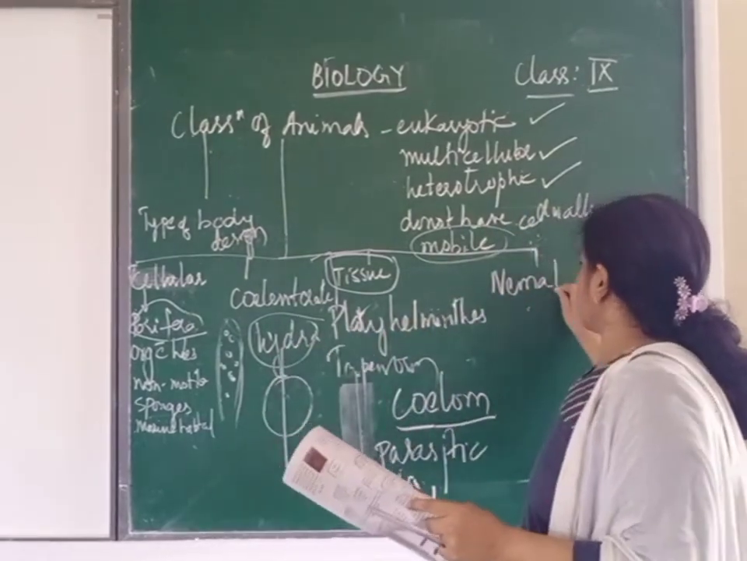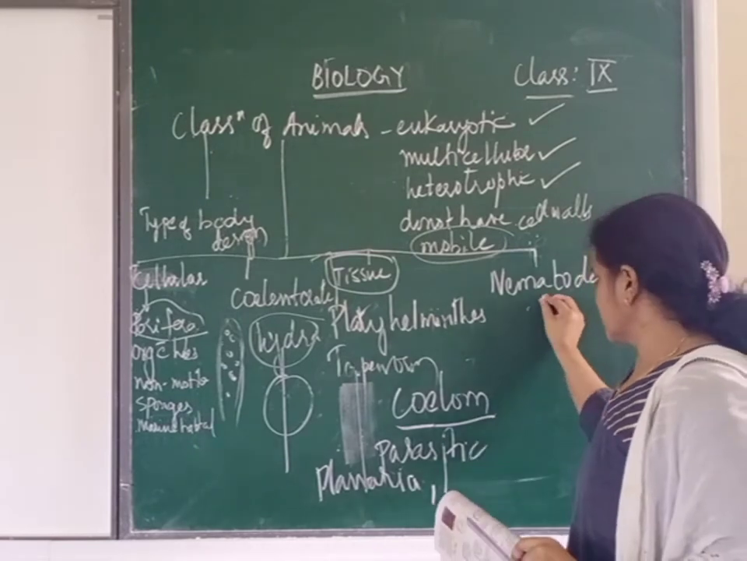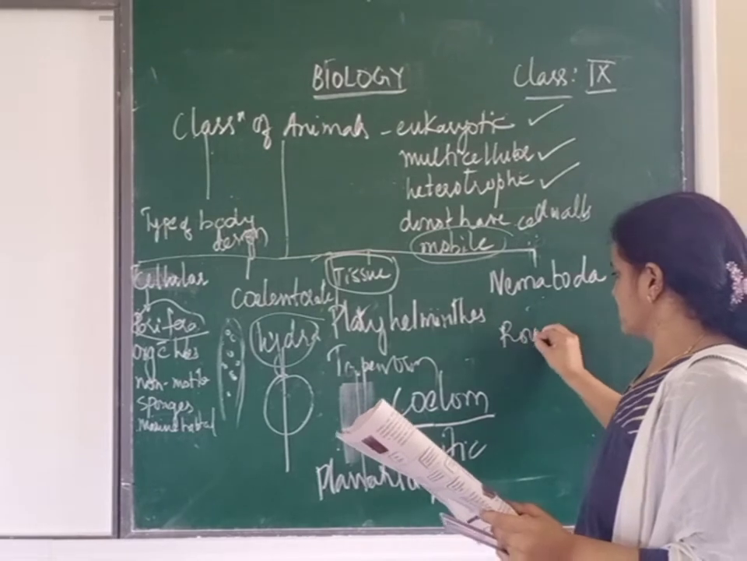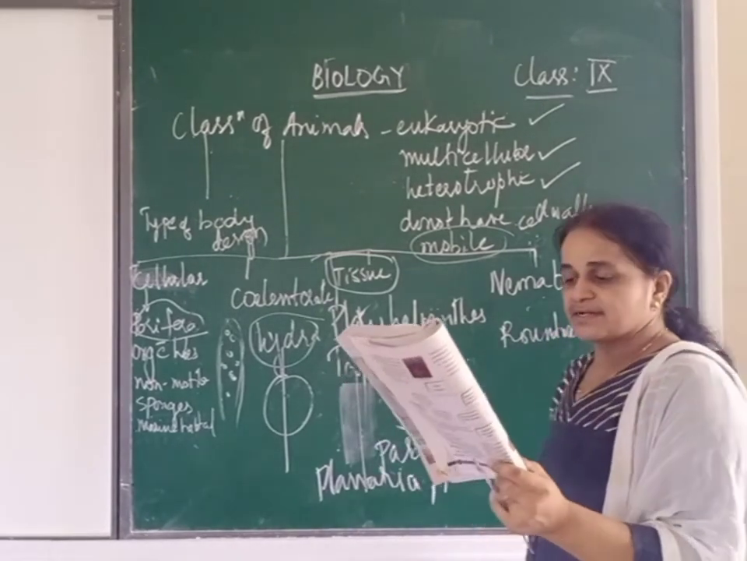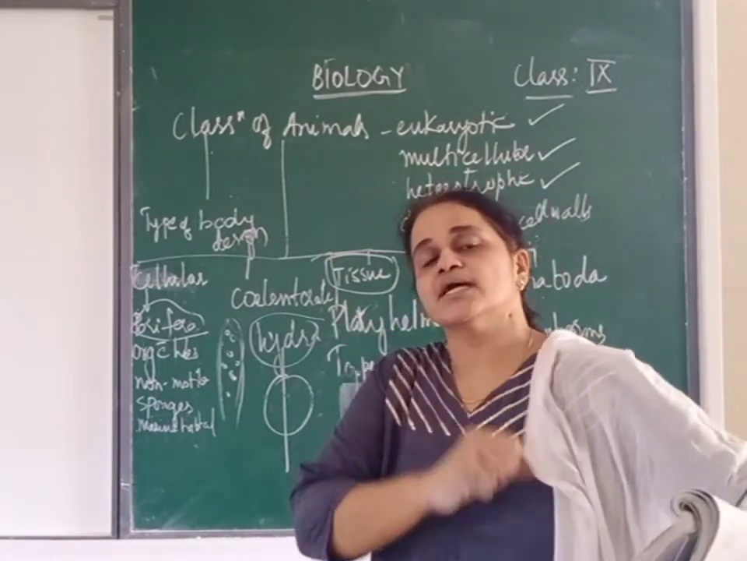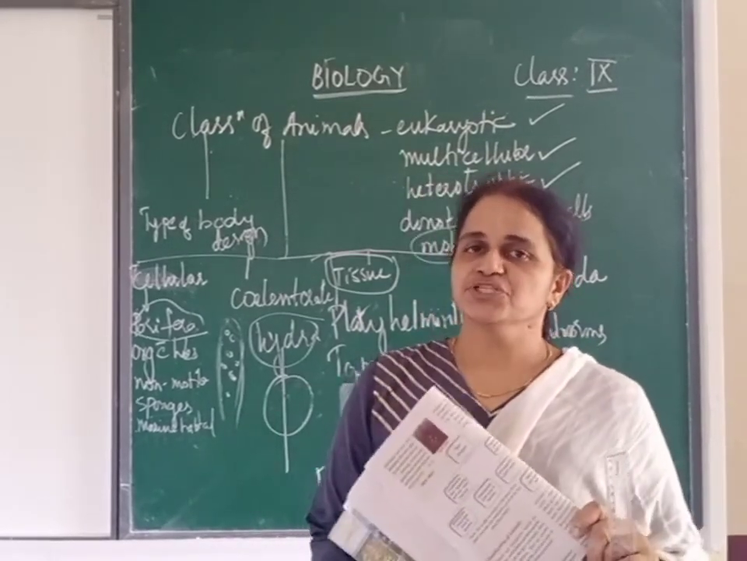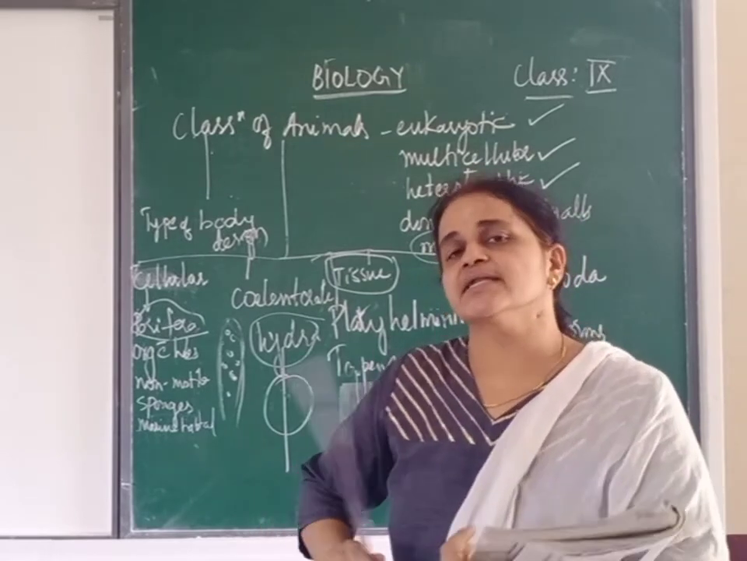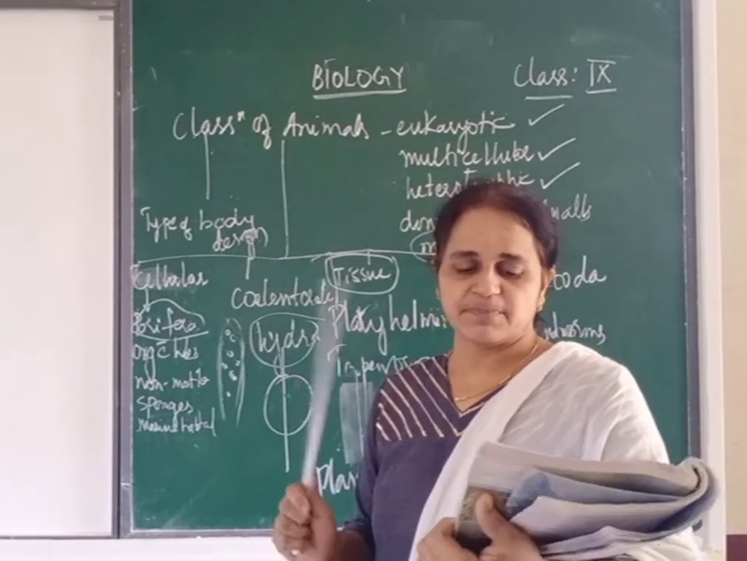So the next group is nematoda. Nematoda is bilaterally symmetrical, same. But examples are not tapeworms, but which ones? Roundworms. Roundworms, again they are parasites. Parasites means they depend on others, especially they grow on the host machinery. Host machinery means they enter into the body and they utilize our internal host machinery for their growth. That is called a parasite.